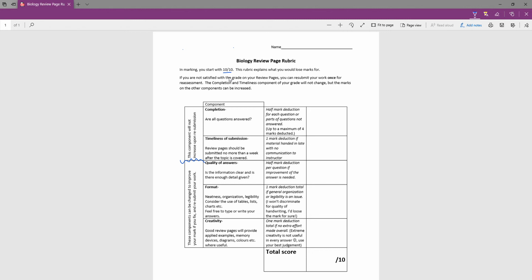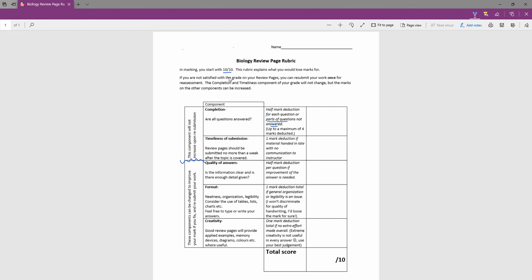So basically the first component would be for completion. Did you answer all of the review pages? If you didn't, you get a half mark deduction for each question or part of question not answered. So do read carefully, make sure you're answering all parts, because that is a fixed component. It would be a maximum of 4 marks deducted. So if there were 8 questions, or 8 parts of questions, you didn't answer, you could lose up to 4 marks on that, but that's probably not super likely.